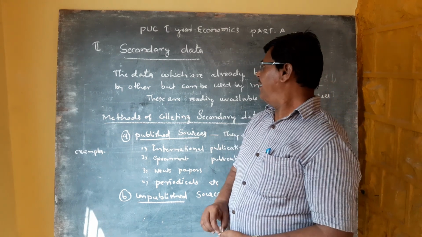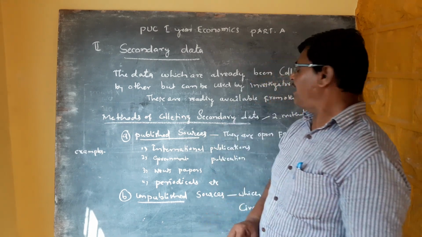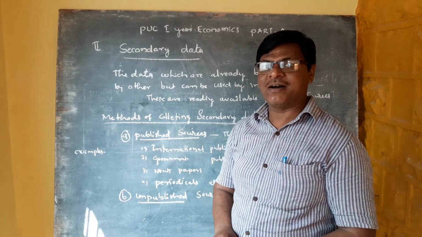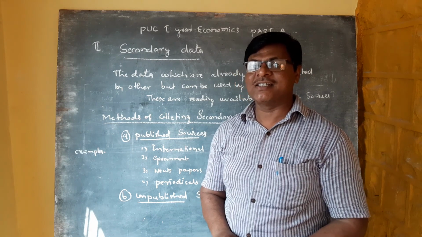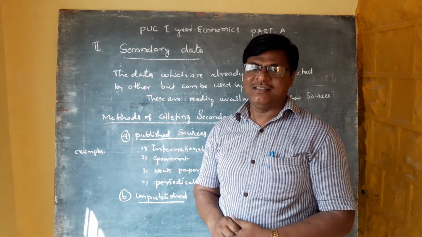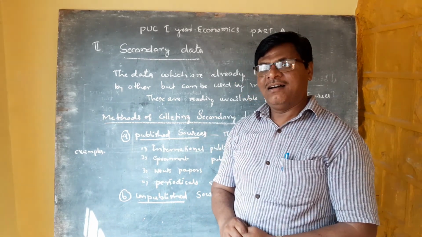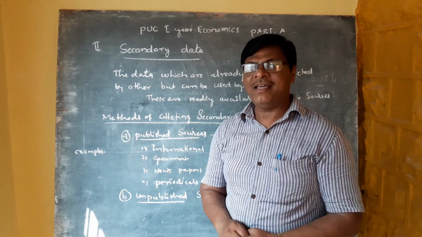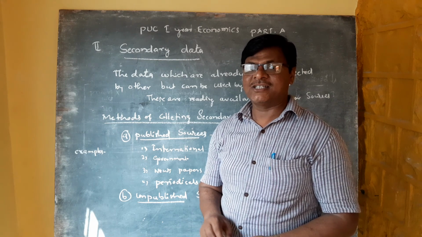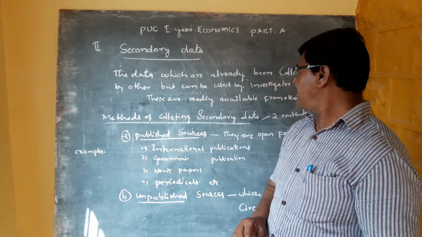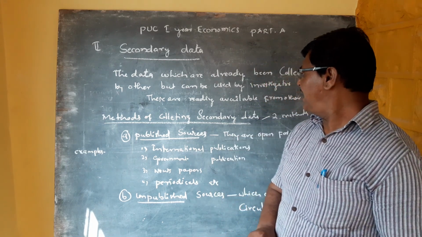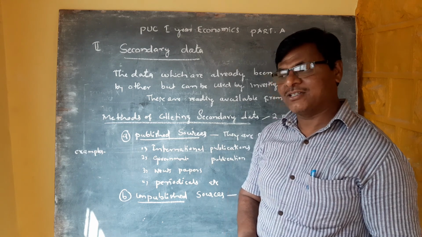The data which have already been collected by others but can be used by the investigator is called the secondary data. Once again, what do you mean by secondary data? The secondary data are already collected by others but can be used by the investigator. These are readily available from other sources.